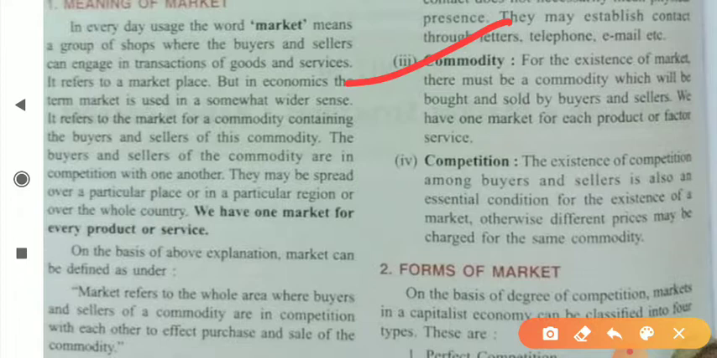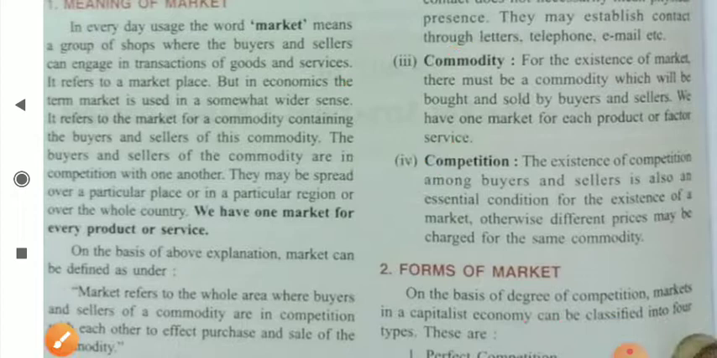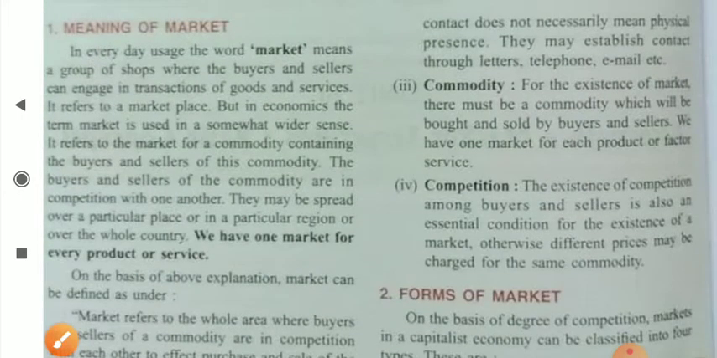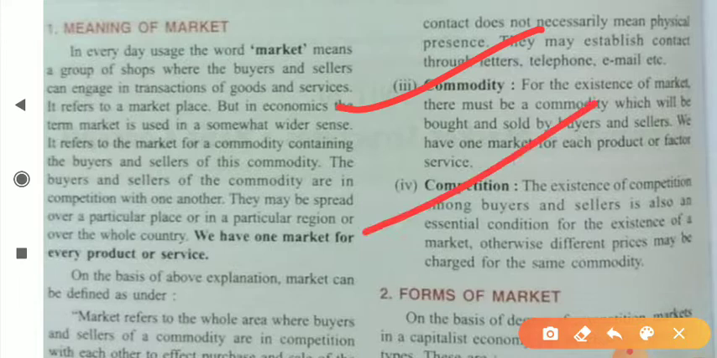Dear student, the last point is competition. The existence of competition among buyers and sellers is also an essential condition for the existence of a market. Otherwise, different prices may be charged for the same commodity. That is why there is competition. So these are the four points you have to keep in mind whenever you study about market: first, area; second, buyers and sellers; third, commodity; and fourth, competition.